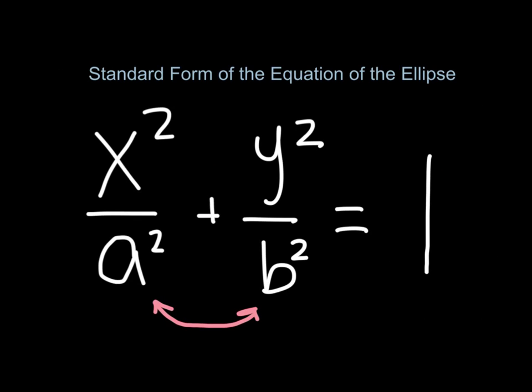So this is the standard form of the equation of the ellipse, and it is x squared over a squared plus y squared over b squared equals 1. And a squared and b squared can be interchangeable, but a squared is always going to be greater than b squared.